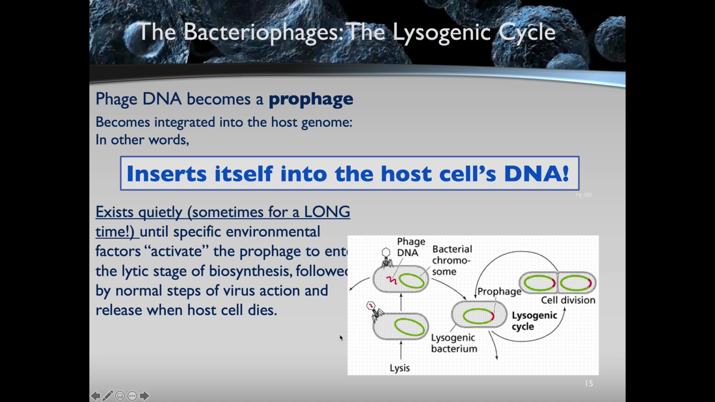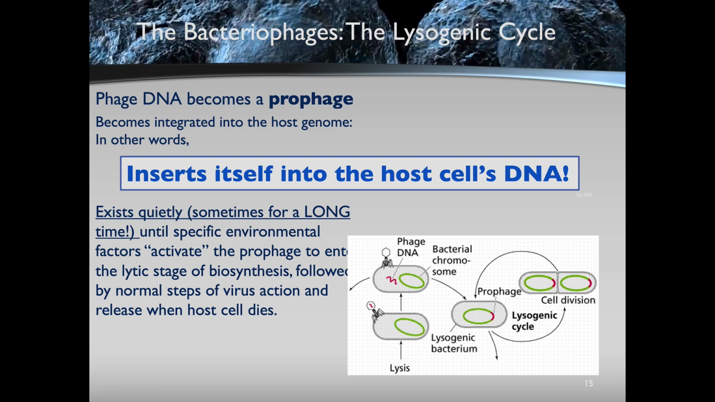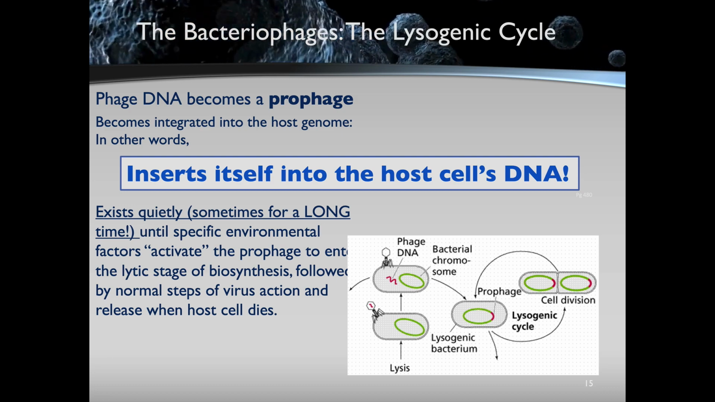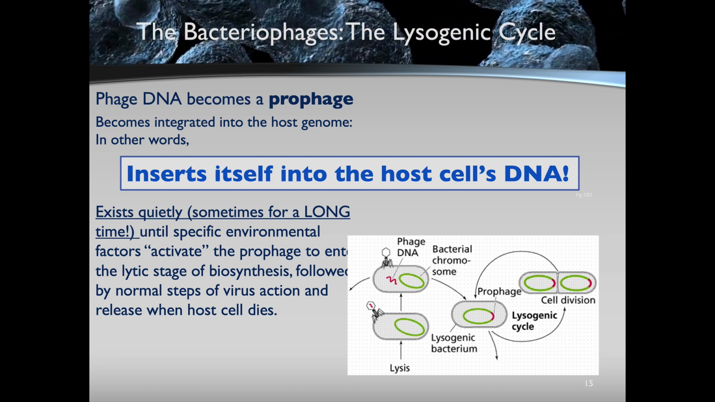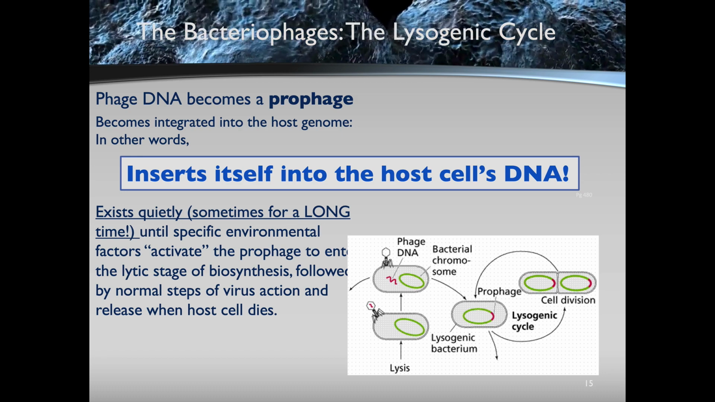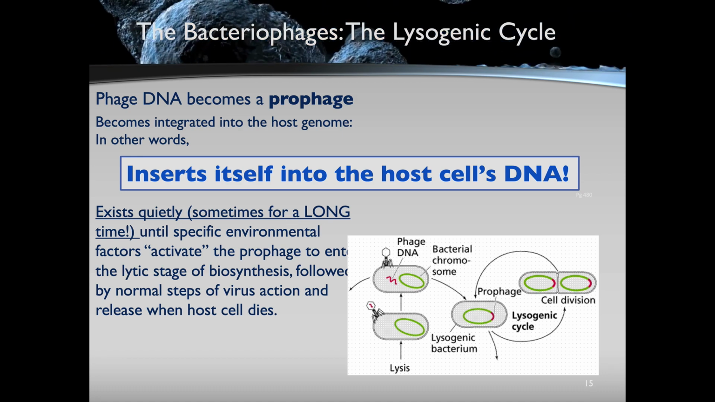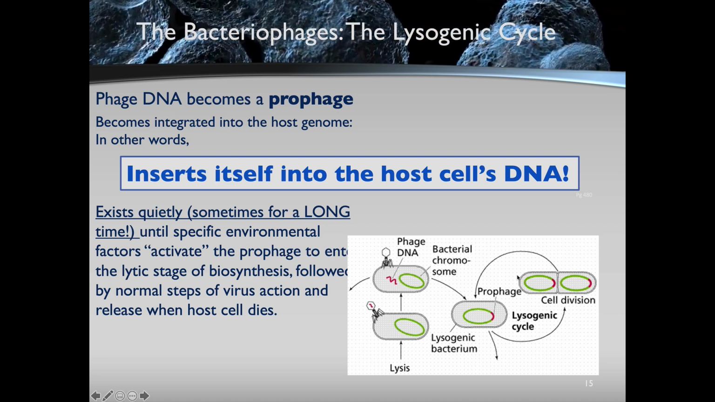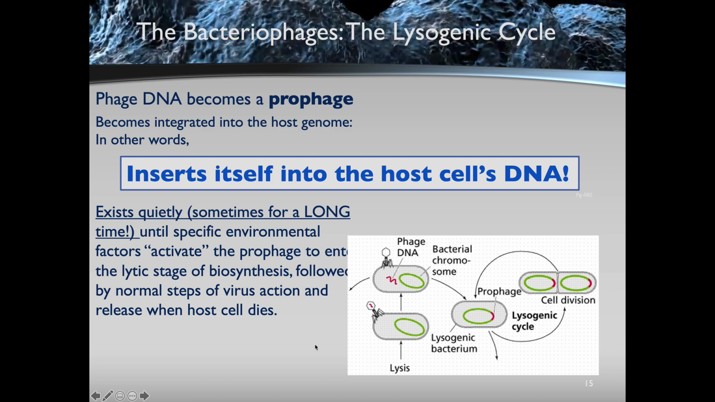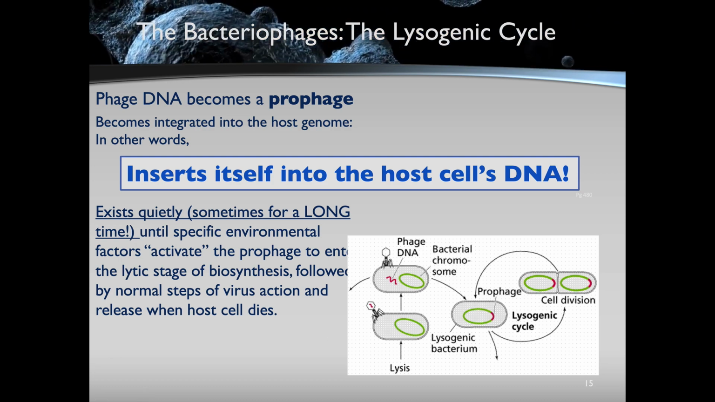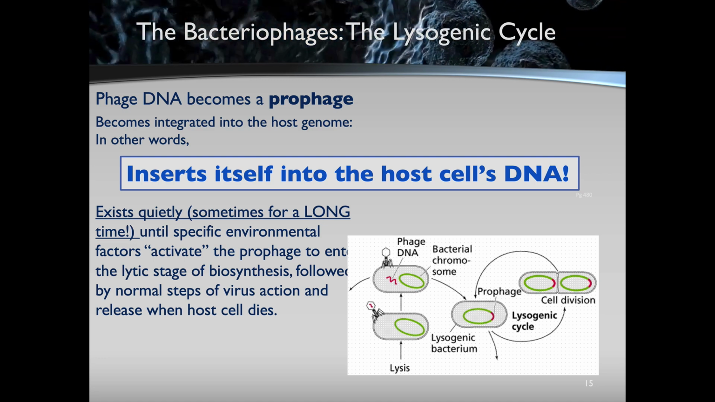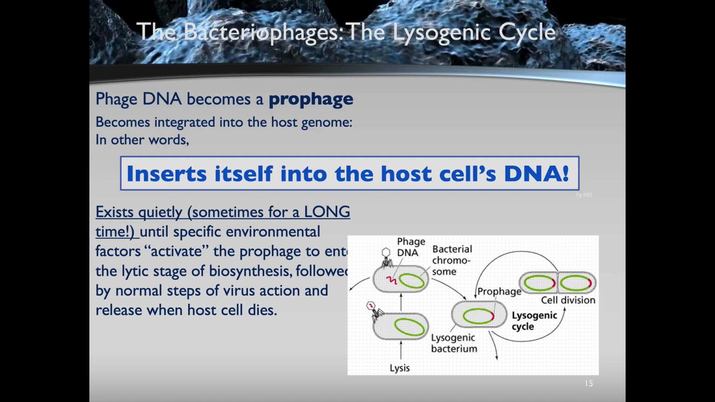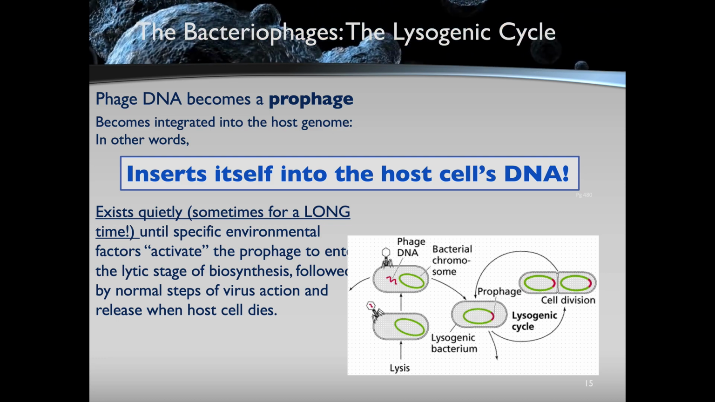Now, this DNA can exist quietly, sometimes for a very long time, until specific environmental factors activate the prophage to enter the lytic cycle of biosynthesis, followed by the normal steps of virus action and release when the host cell dies. So ultimately, it can sit quietly inside of these cells, but if something triggers that viral DNA to become active, it can then switch to the lytic cycle like we just saw, start filling up a cell, and ultimately rupture and release a lot more virus from that infected cell.